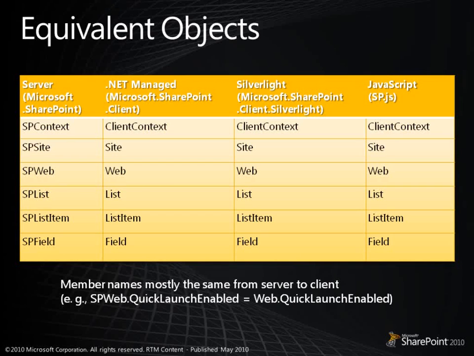The client context object is central to all operations, and it provides the primary actions used for obtaining and working with the different objects. Additionally, the object member names are mostly the same as those of the corresponding server-side objects, with the primary difference being those used in the JavaScript client object model, which have a little bit different way to access, for example, properties.